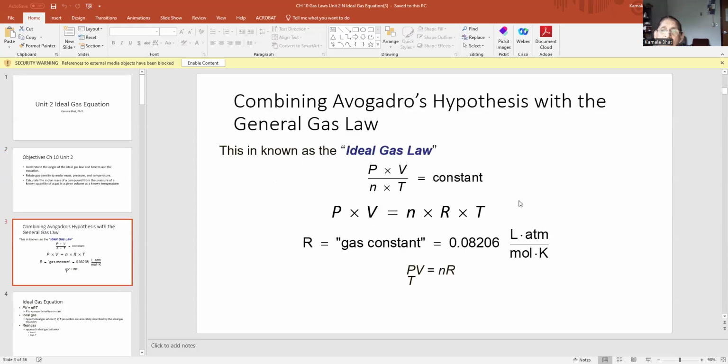So here, when we combine Avogadro's hypothesis with the general combined gas equation, we get the relationship that PV over nT is equal to a constant. And then in order to remove the word constant, we replace it with the letter R, which is called the gas constant, thereby giving you the ideal gas equation as PV = nRT. The value of R, the gas constant, is obtained by using the standard STP conditions.